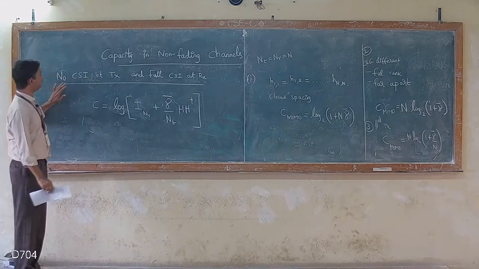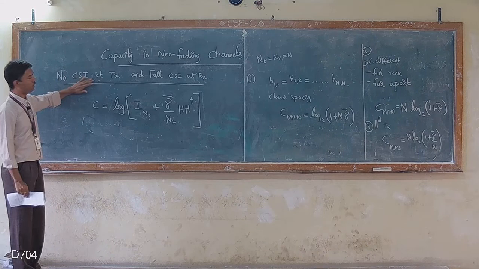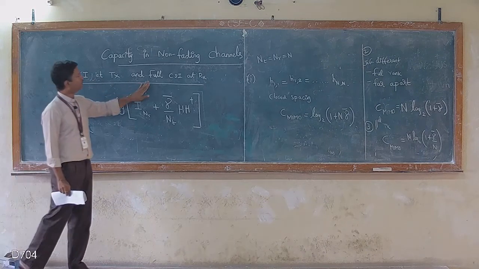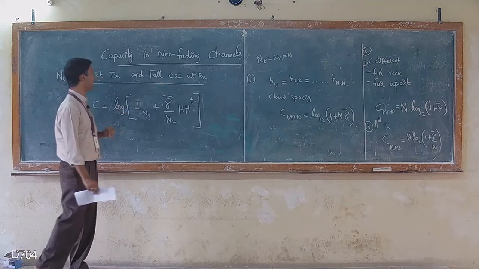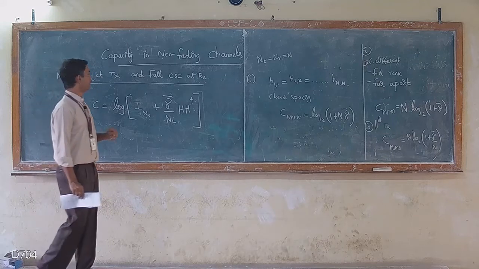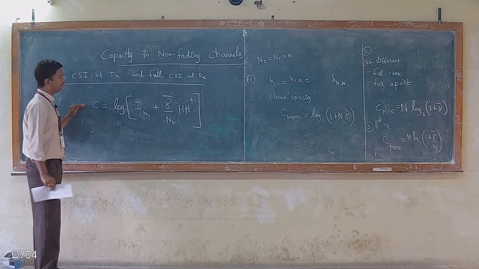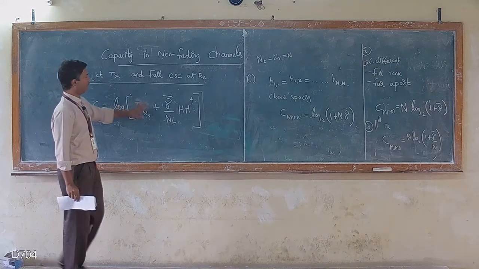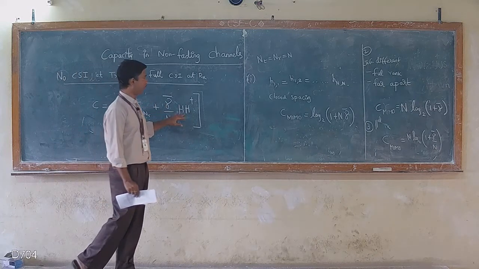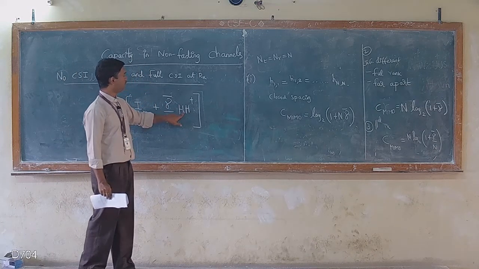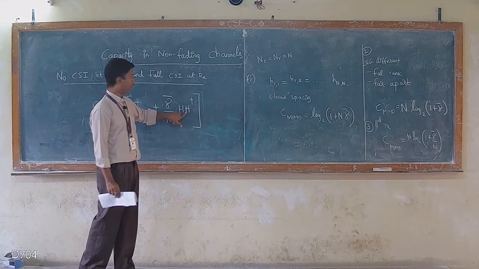So the first case is no channel state information at the transmitter and full channel state information at the receiver. So we are going to consider the uncorrelated data stream transmission. So we are not putting this H or SS.